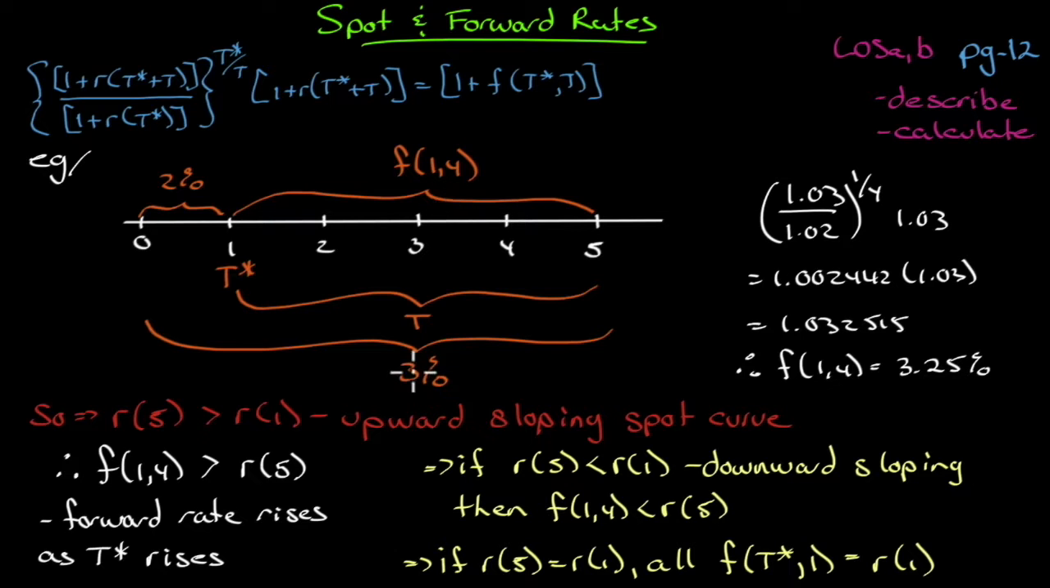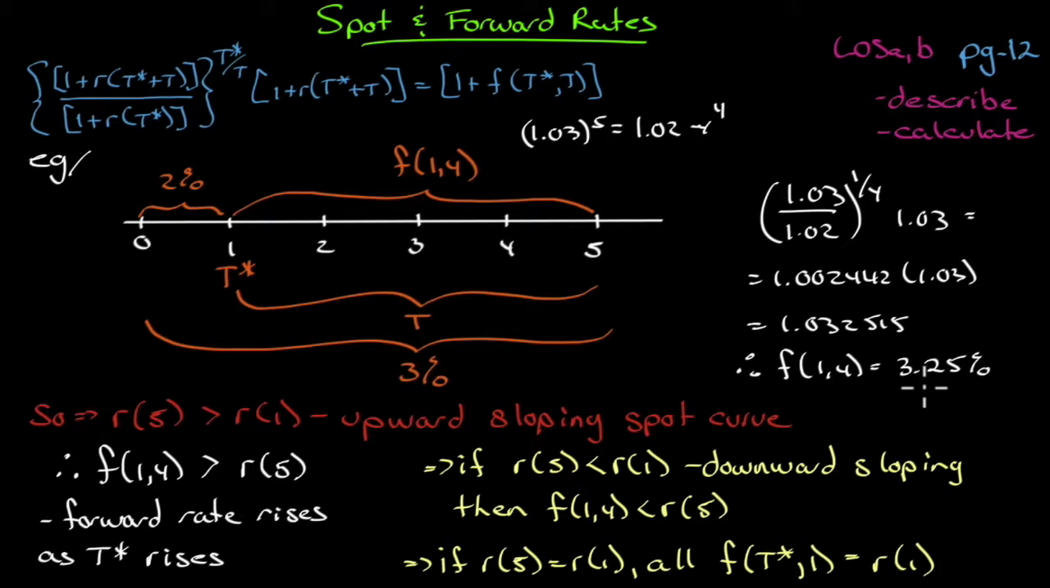And you can always check if this is 3.25% by doing it the other way. You can take 1.03 to the 5 must equal 1.02 times x to the power of 4, and solve for x. Remember, x now is 1 plus the term, so you have to get rid of the 1. This thing here as well, what we just solved, equals 1 plus the term. That's why we got rid of 1 at the end, because we just want to isolate F14, 3.25.